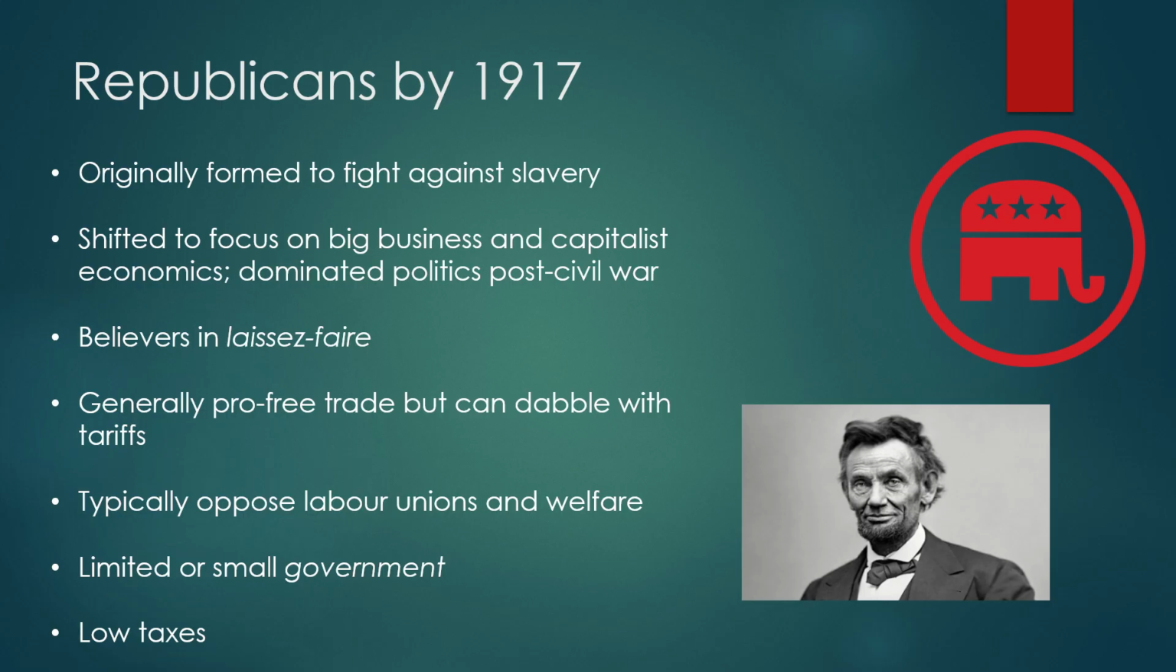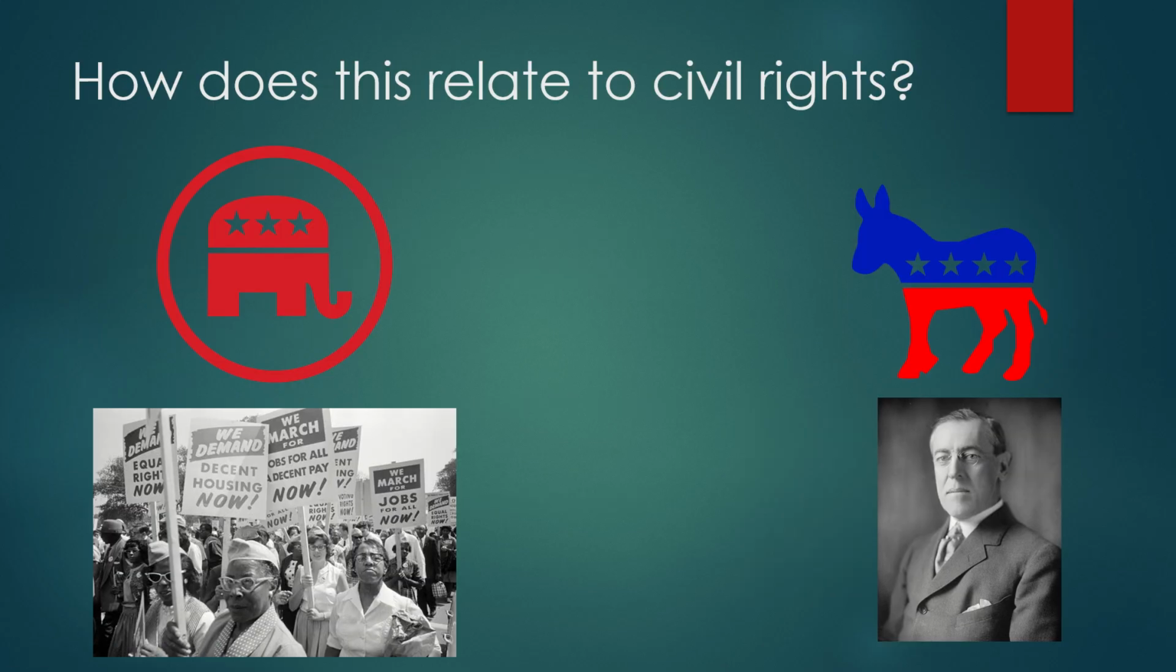Now, why is it so important to understand these two parties by 1917? How does this relate to civil rights? Well, it relates to civil rights because, as I said, it really gives us an idea of who the African Americans would probably be supporting in this era. Now, as we said, by 1917, Woodrow Wilson's pro-segregationist attitude and his actions to actually support it in some respects has really shifted support among African Americans.